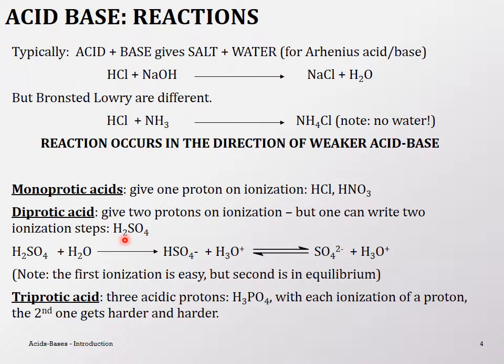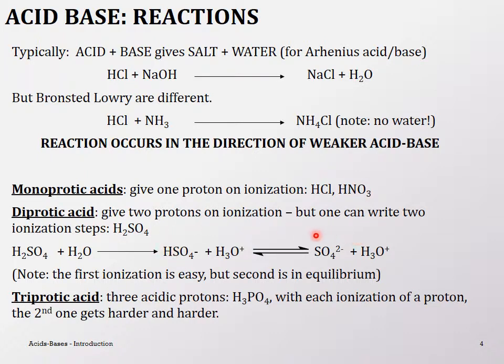In the case of a diprotic acid like H2SO4, the first ionization is very nice. H2SO4 plus H2O gives you the HSO4- ion, which is the hydrogen sulfate ion, and H3O+, the hydronium ion. That is totally expected. The second ionization, from the hydrogen sulfate ion, is actually in equilibrium, which means that it is not a complete reaction to give you sulfate ion and the hydronium ion. So the first reaction goes to completion, no problem. The first proton will ionize, but the second proton does not ionize very easily.